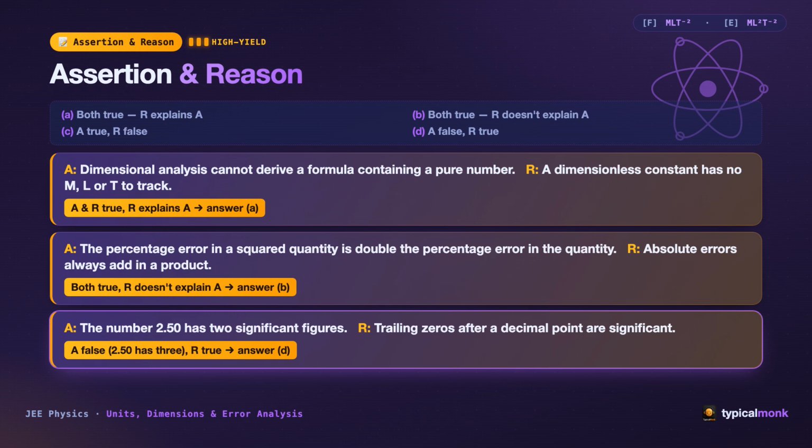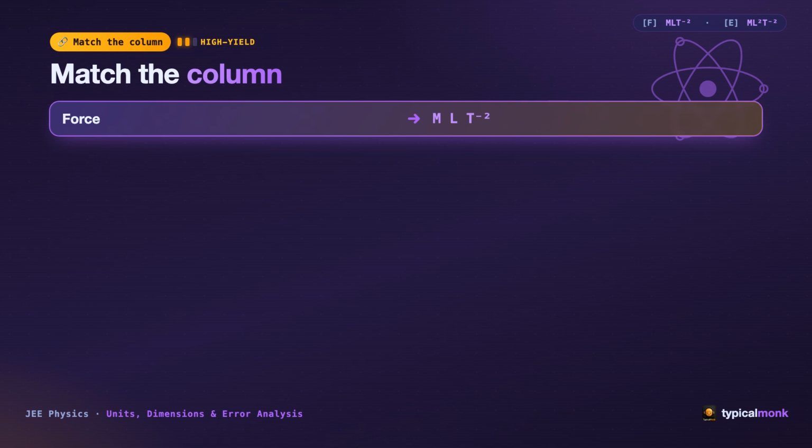Third one. Assertion. The number 2.50 has 2 significant figures. Reason. Trailing zeros after a decimal point are significant. Check the reason first. Trailing zeros after a decimal are indeed significant. True. Now the assertion. 2.50 therefore has 3 significant figures, not 2. The assertion is false. The reason is true. Option D.